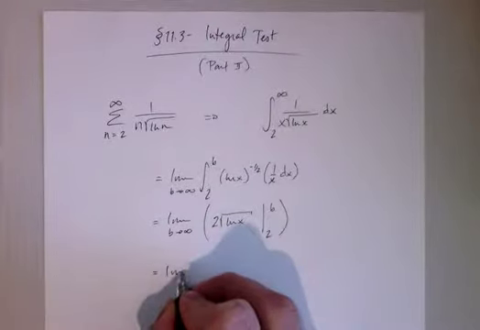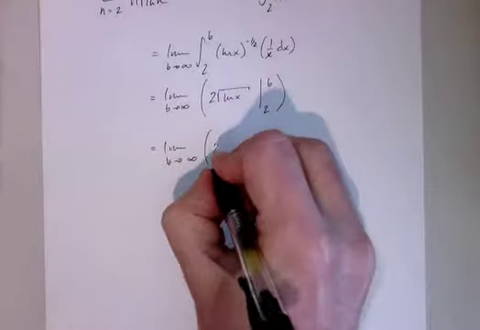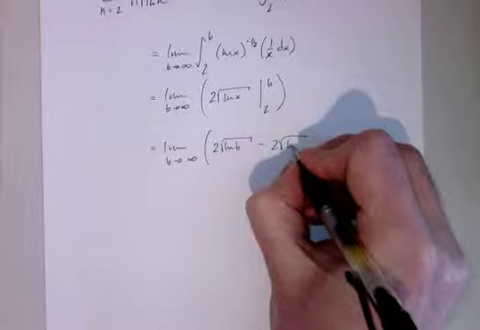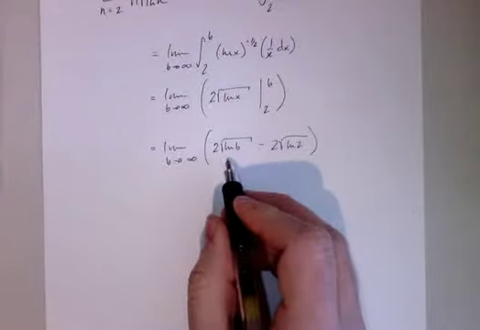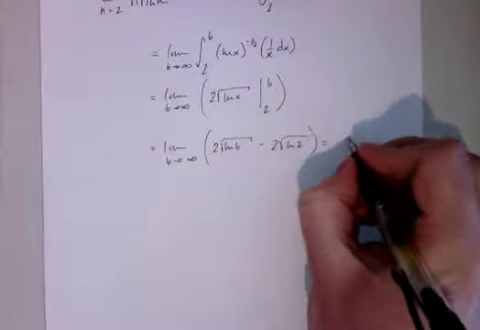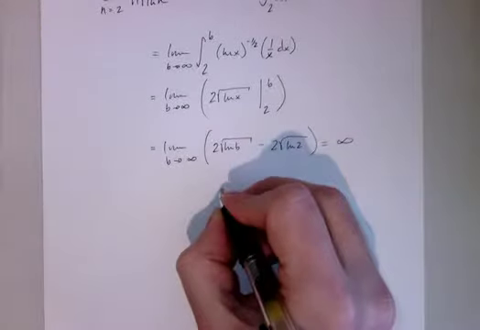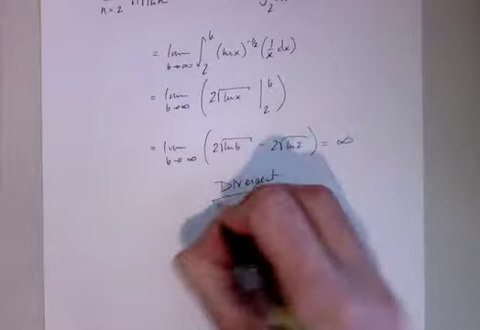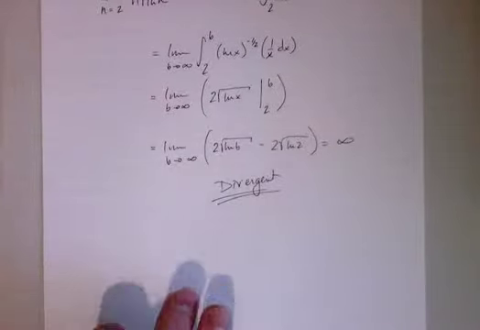and so that's the limit as b approaches infinity of 2 root natural log b minus 2 root natural log 2. And despite the fact that this goes to infinity rather slowly, it still goes to infinity. That is infinite, or according to some teachers, does not exist, and therefore we recognize this as divergent, and because it's divergent, the original series that it's related to is also divergent.